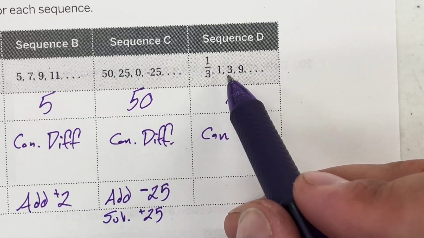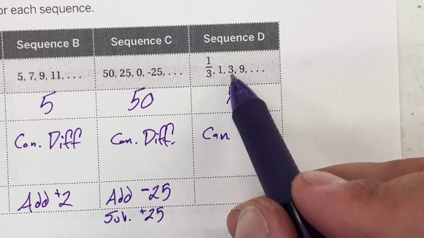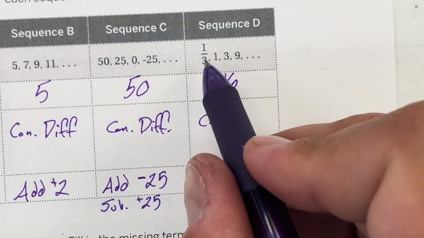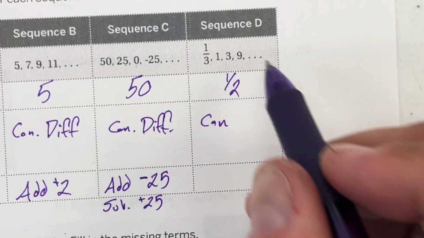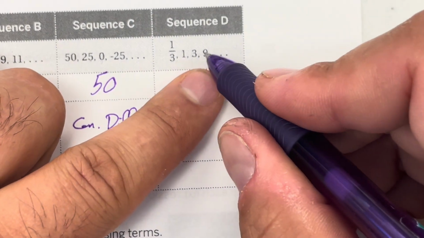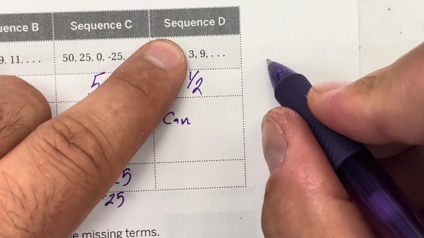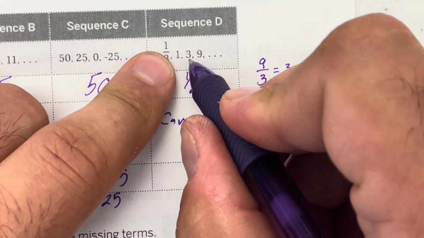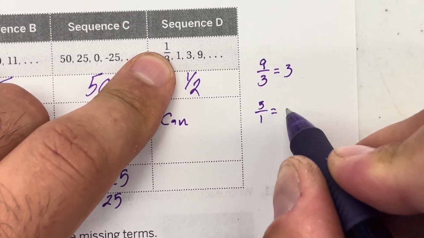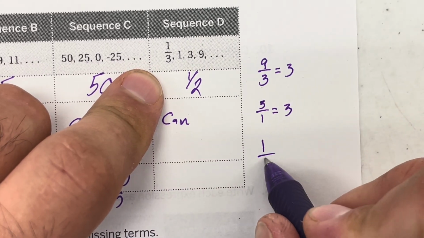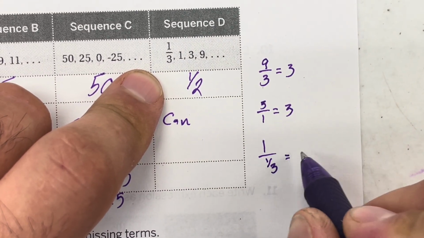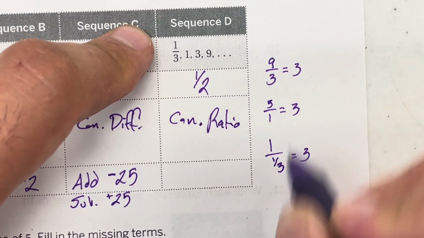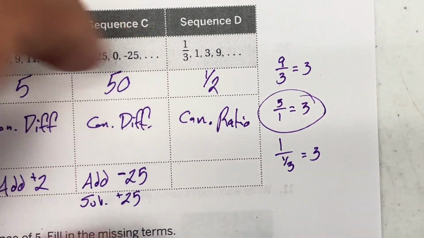A third plus 2/3 would make 1. 1 plus 2 makes 3. And 3 plus 6 makes 9. This is not a constant difference. This is a constant ratio. Now, what is the ratio of a third to 1, 1 to 3, 3 to 9? Well, if we take any 2 of those, and we take the number and then the number before it, 9 divided by 3 is equal to 3. Take this number and the number before it: 3 divided by 1 is 3. 1 divided by 1/3: how many times does the third go into 1? It goes into it 3 times. That is the constant ratio of 3 over 1. 3 for every 1.